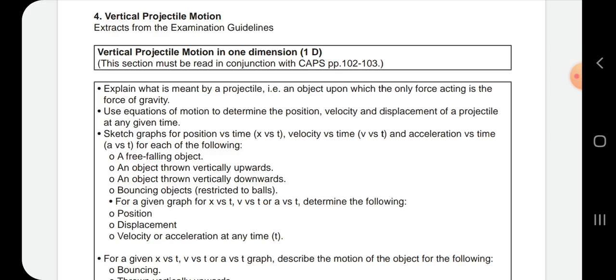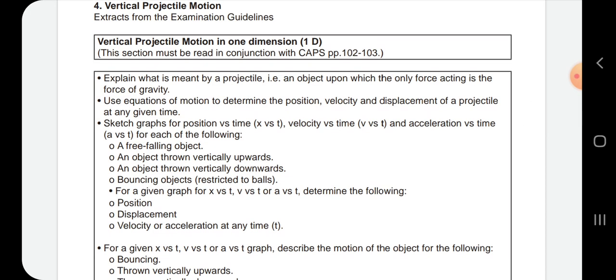So vertical, you need to know what is meant by projectile. It means an object upon which the only force acting is the force of gravity. So use equations of motion to determine the position, velocity, and displacement of a projectile at any given time. You need to be able to sketch graphs for position versus time, so x versus t, velocity versus time, and acceleration versus time for each of the following: a free falling object, an object thrown vertically upwards, an object thrown vertically downwards, a bouncing object restricted to balls.